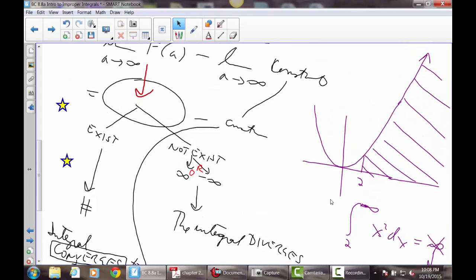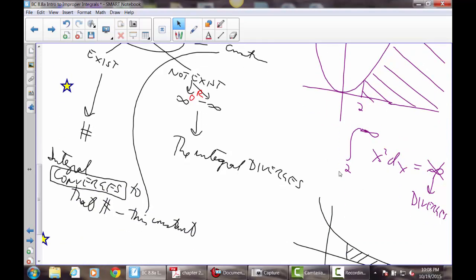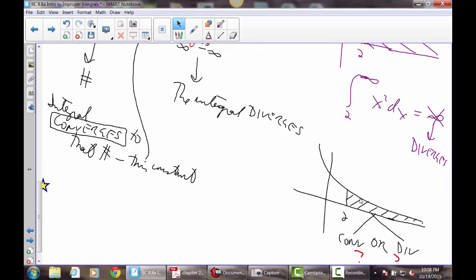Now I want to give you a visual. This would be the integral from 2 to infinity of x squared dx, right? The area under the curve between 2 and infinity. You can see as you move along to the right forever that this area is just going to get larger and larger. But we will not write infinity. We'll just say that the improper integral diverges.